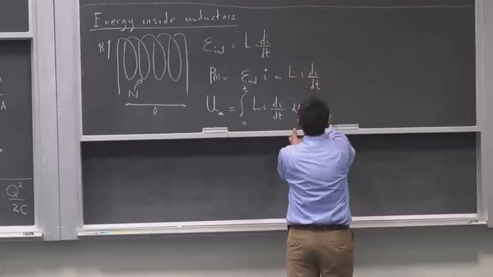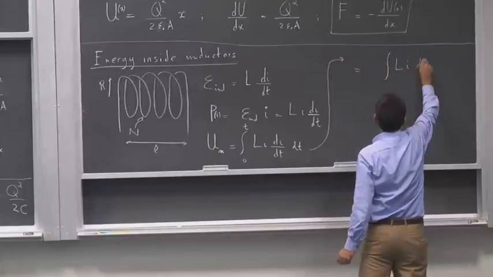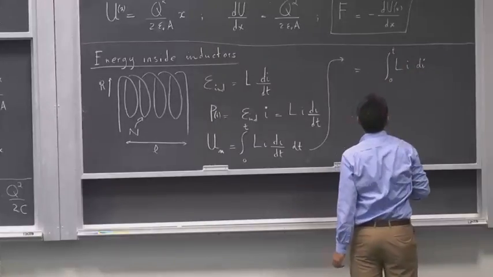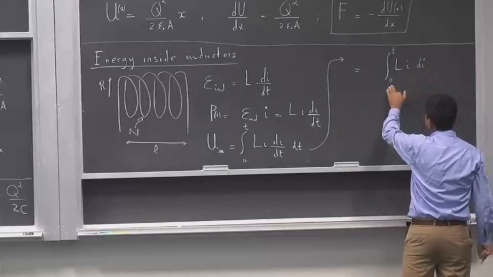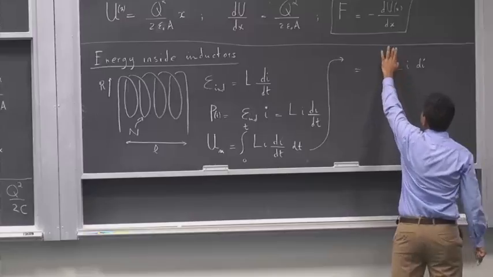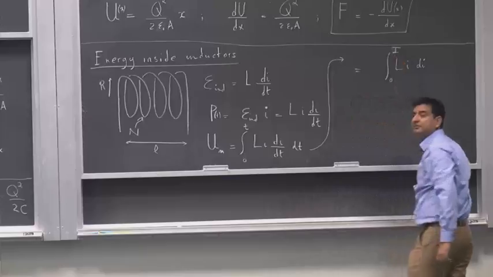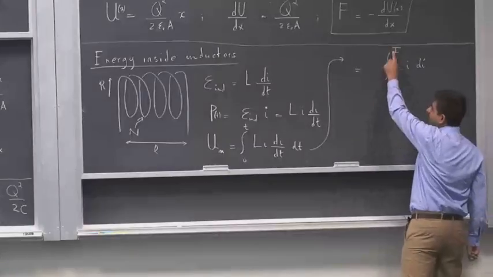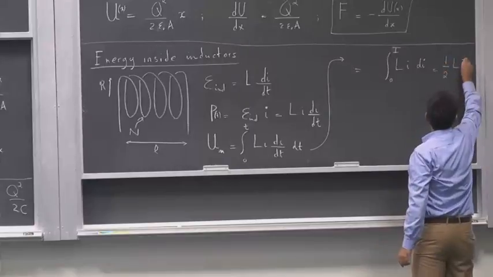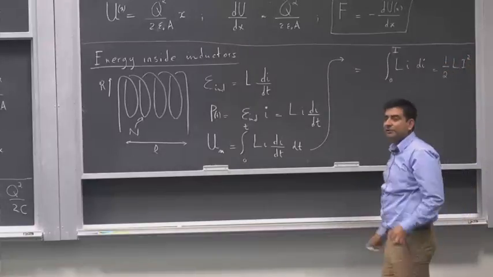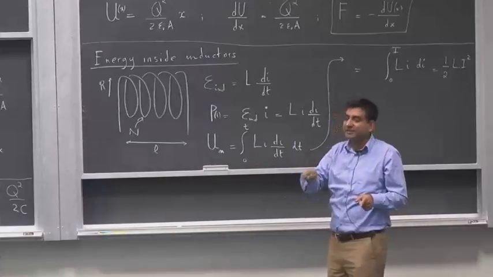Now this becomes equal to Li di from 0 to t. Now I have to change the variables from t to I. So at time 0, I assume that my current is 0, and at time t, I assume that my current has gone up to capital I. So this is the current at time t, this is the current at time 0. So I just integrate this, I get half L I squared. So the energy stored inside an inductor is half Li squared. The energy stored inside a capacitor is half CV squared.